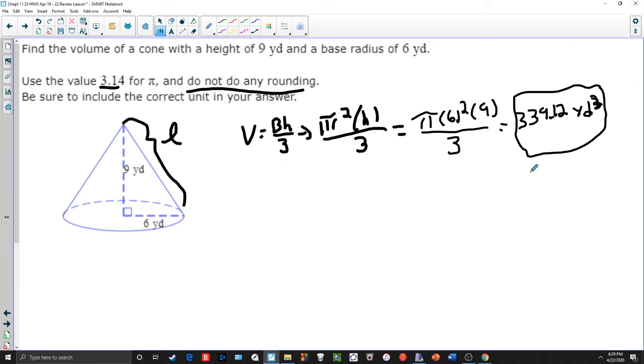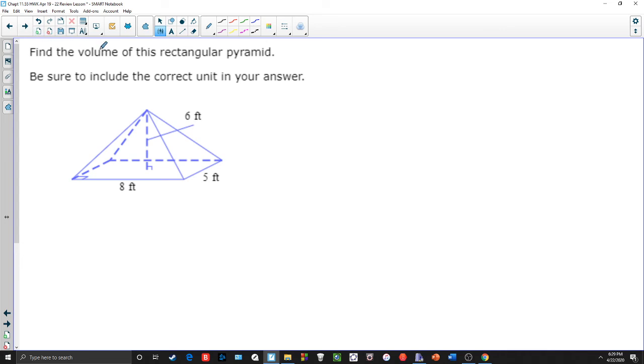Again, simple formula, just as it is for a pyramid, just the circle's a base, so B is just pi r squared. For a pyramid here, find the volume of this rectangular pyramid. Now, for a surface area problem, rectangular pyramids are kind of tricky because you have to figure out how much area is in each triangle, and that means this triangle over here is going to be a little different than this triangle in front. But for volume, it's just the same basic formula.